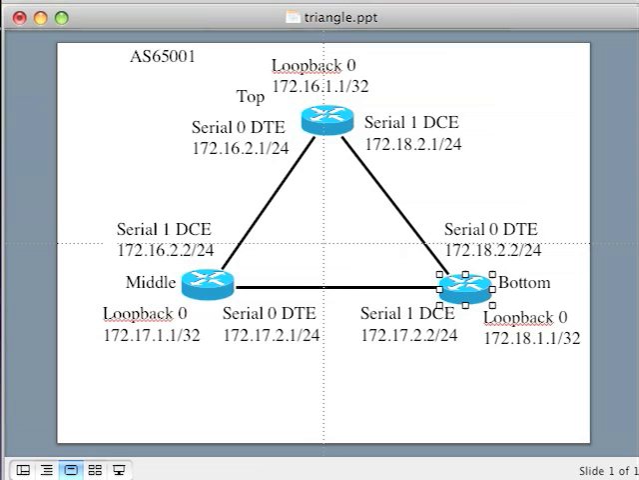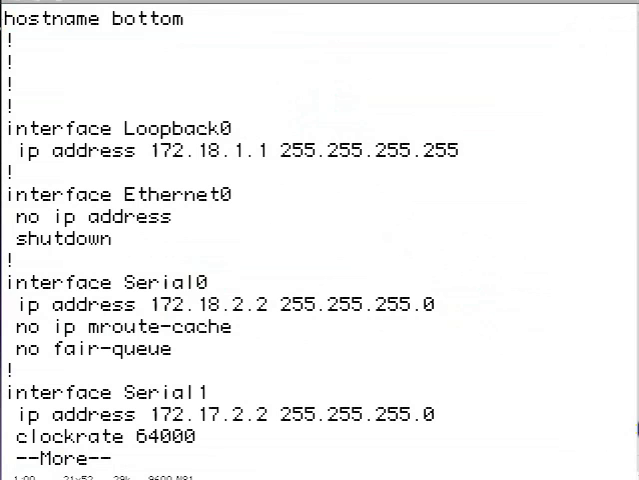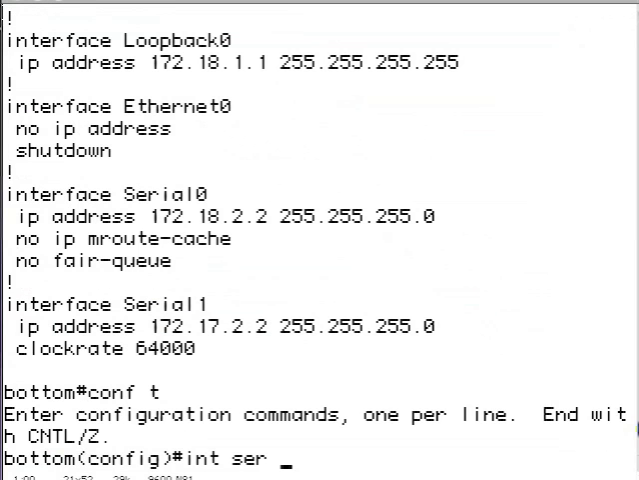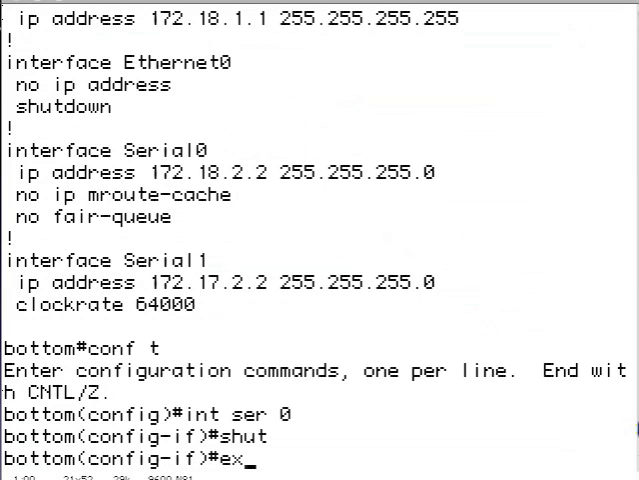So that's the way it's supposed to work. Now let's assume that this physical link goes down. In fact, we don't even need to assume it. We can do it right now. Conf t, int serial 0, shut.